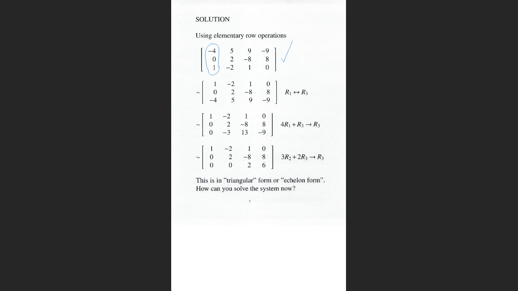So I have a negative 4 x1, a 0 x1, and a 1 x1. But I want 2 zeros in that column, and I'm going to have to use one of the numbers in the first column to help me. So what's the easiest number in the column? The easiest number to work with is this 1 here from the third equation.